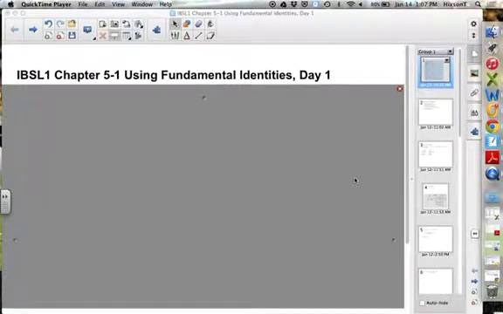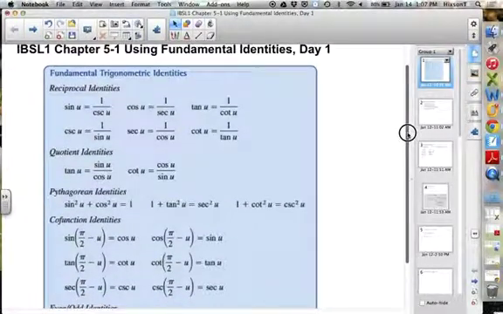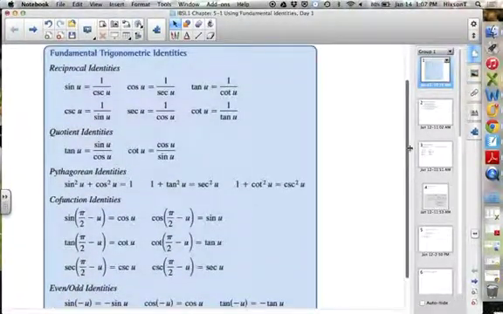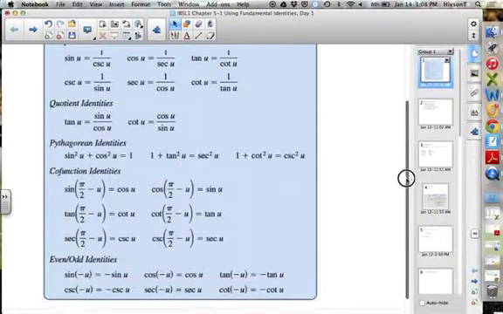All right, we're getting into 5-1 finally here. And we've been working a lot with using the unit circle with our inverse trig functions. The other day we just reminded ourselves of the fundamental trig identities. And again, these are ones that you should know already. We did learn these. So you should know them.